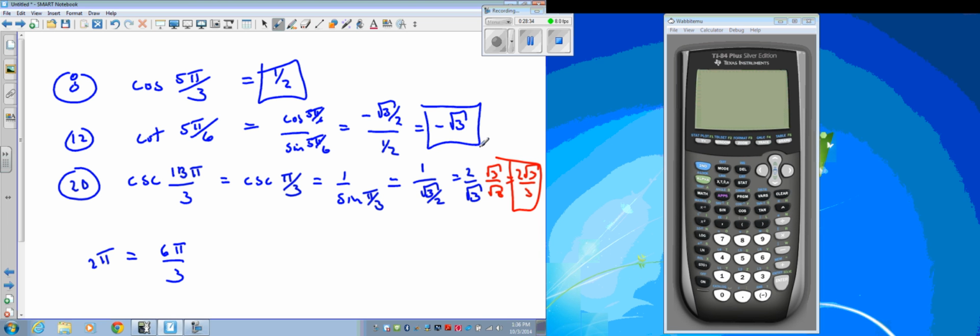Last chapter, we were subtracting 360. That's the same thing, except in radians. You're going to subtract 2 pi radians, because one time around the circumference is 2 pi.